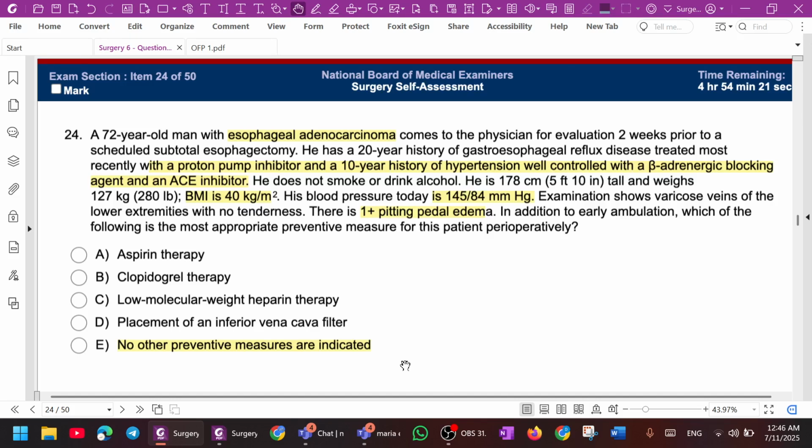Perioperatively. Perioperatively means before the surgery. Oh wait, during the surgery.